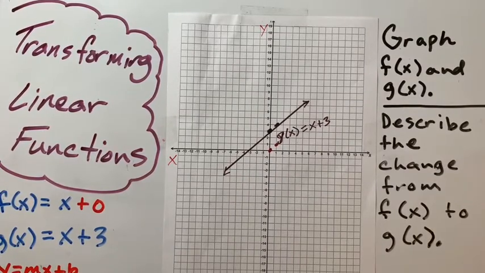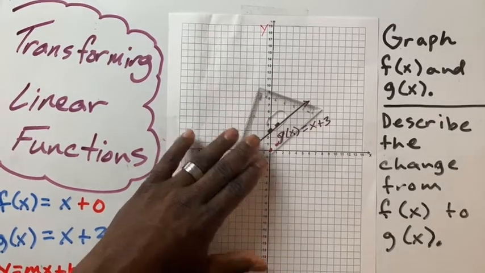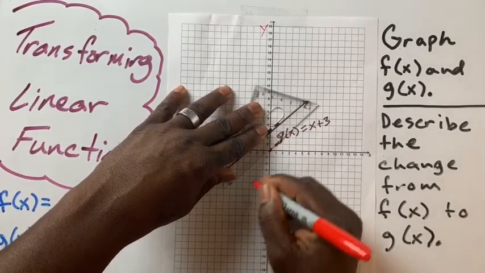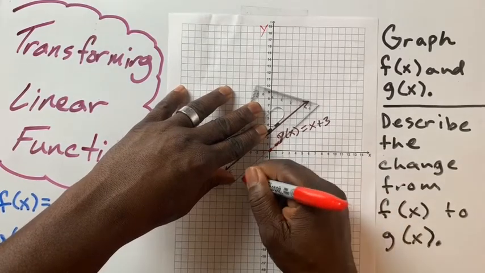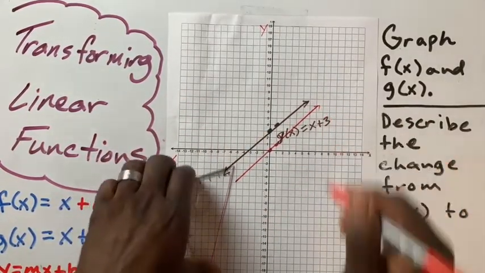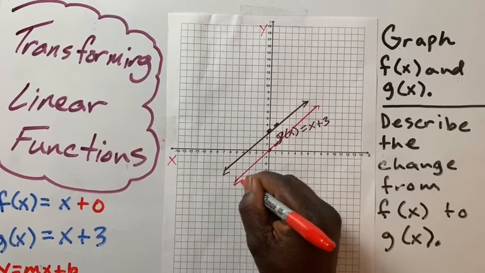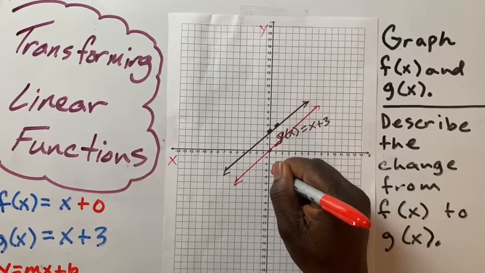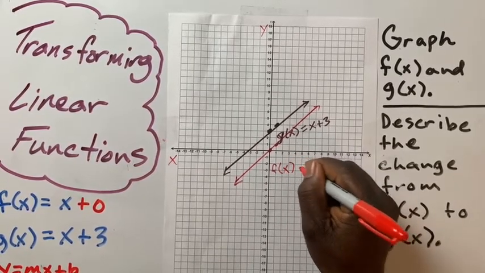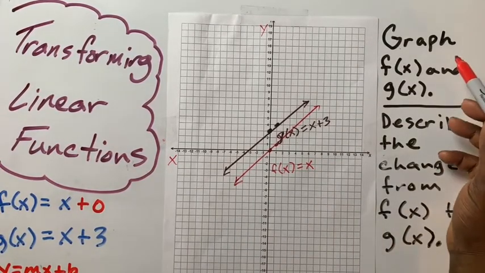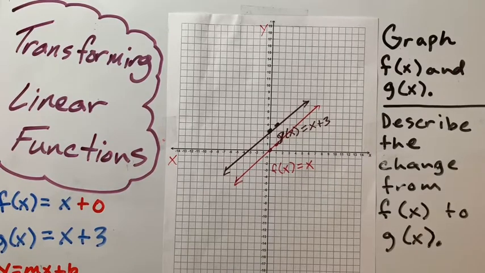Okay. And use our straight edge. And let's get that second line drawn here. Okay, there we go. All right, and I'll go ahead and write the equation of that line, which is f of x equals x. Okay, so we did the first part, which is to graph f of x and g of x.